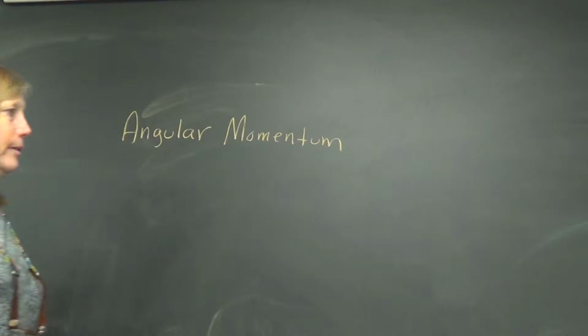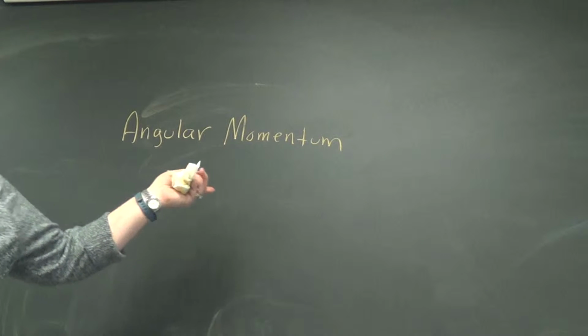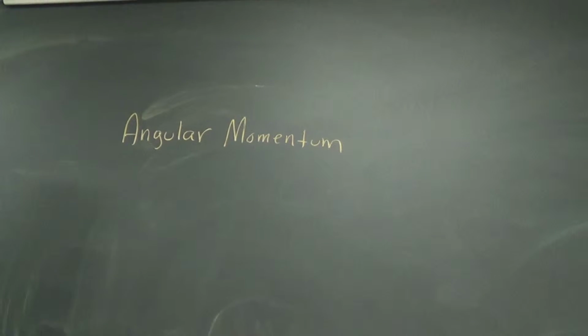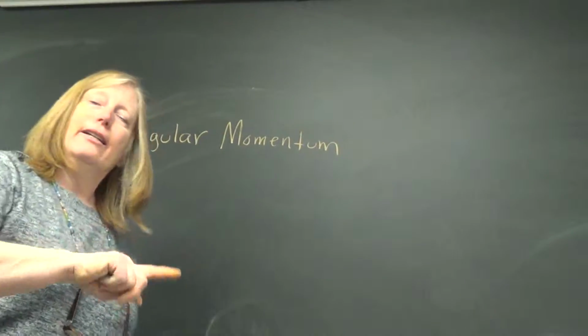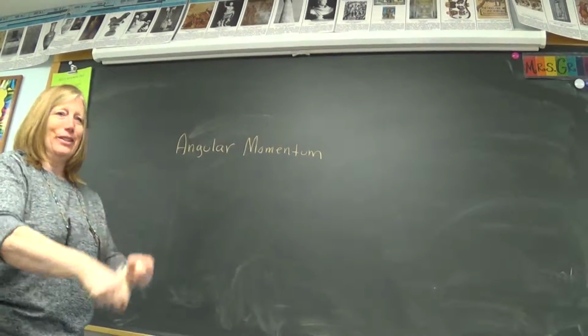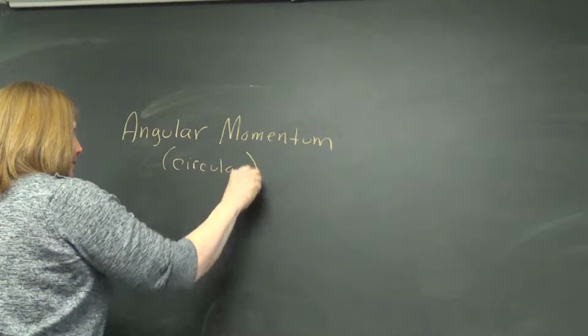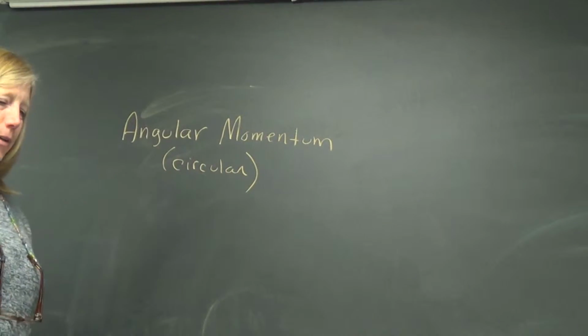Alright. Angular momentum probably teaches itself. That just means that the object, instead of going straight, is going in a circle. So this is circular motion. So angular means circular momentum.